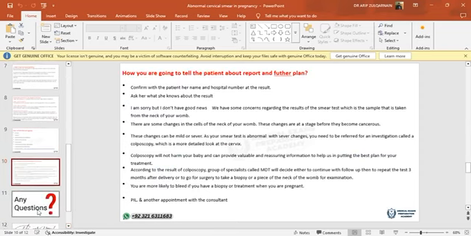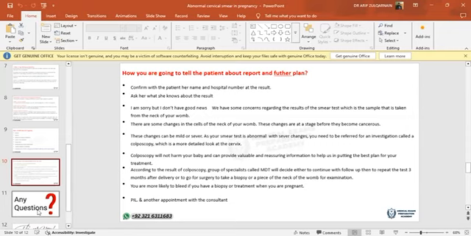So, the question is how you are going to tell the patient about the report and the further plan. So always you will confirm the patient name and the hospital number at the result. And you can ask the patient what she knows about the result. Then you will give the warning shot: are you alone or did you bring someone with you? And then you will tell her that I am so sorry that I don't have good news.